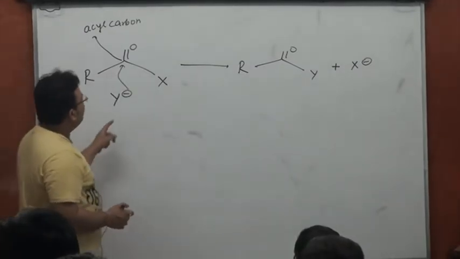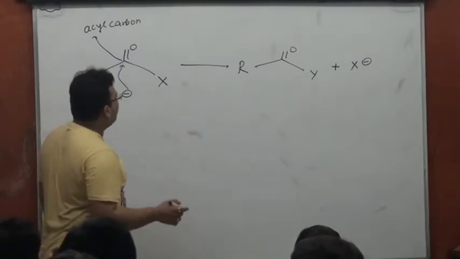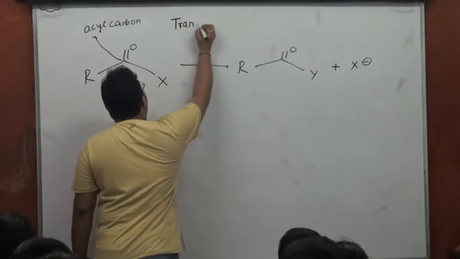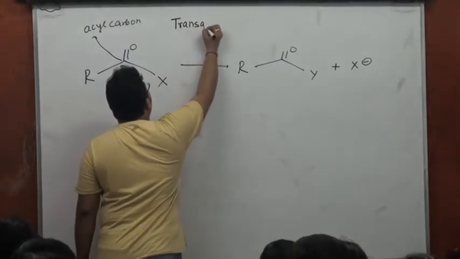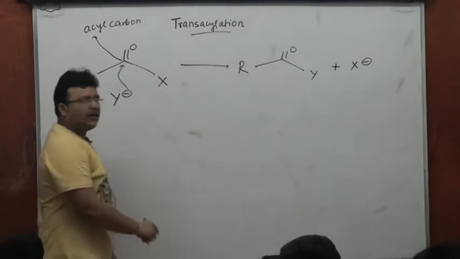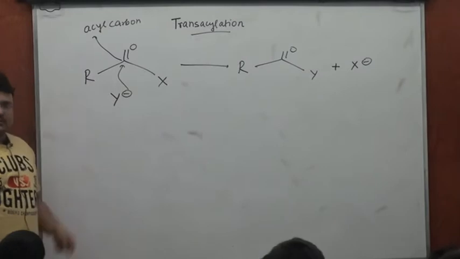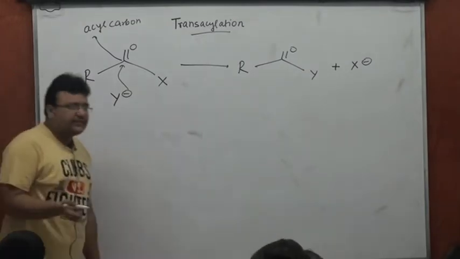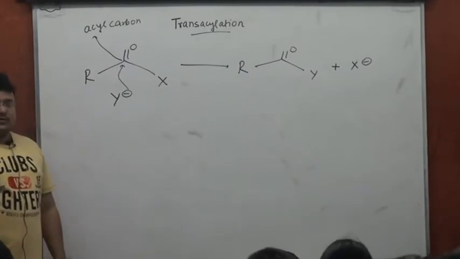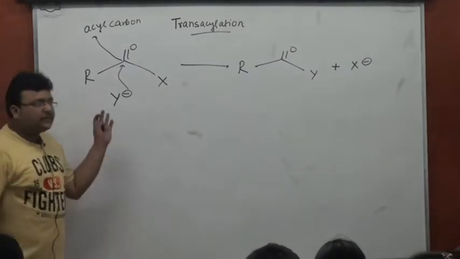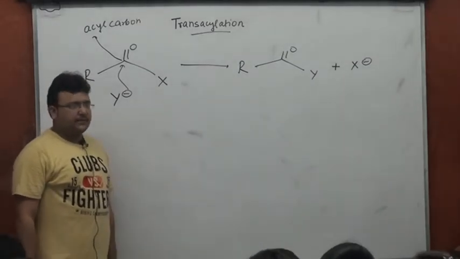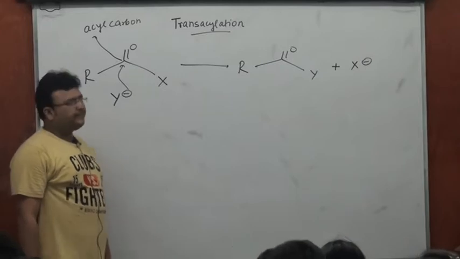Now because it's about one nucleophile coming in, another nucleophile going out, all these reactions would fall under a common name. They'll be called trans-acyl reactions or trans-acylation. The process will be called trans-acylation. Acid to acid halide, acid to ester, ester to acid. Yes or no? We'll call them trans-acyl reactions or trans-acylation because one nucleophile comes in, another goes out at this acyl carbon atom. Fine.